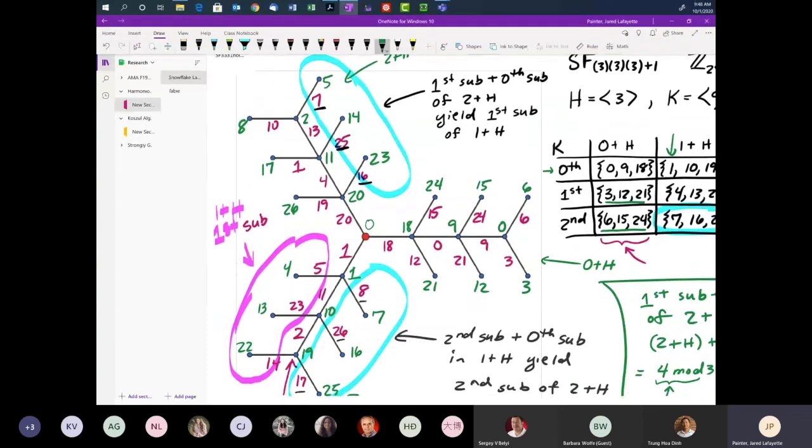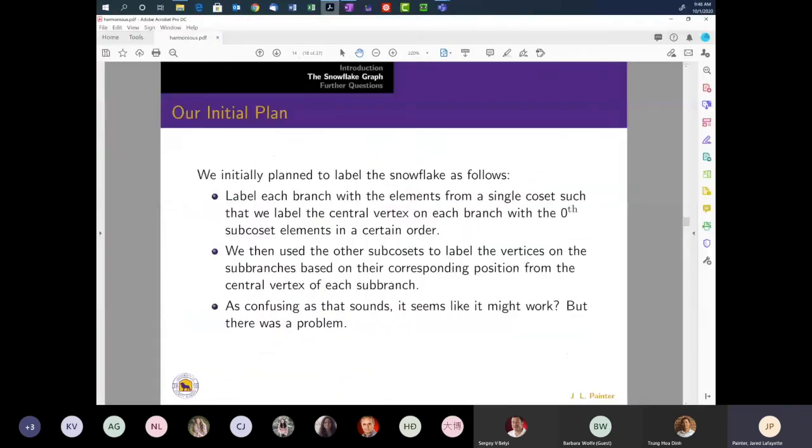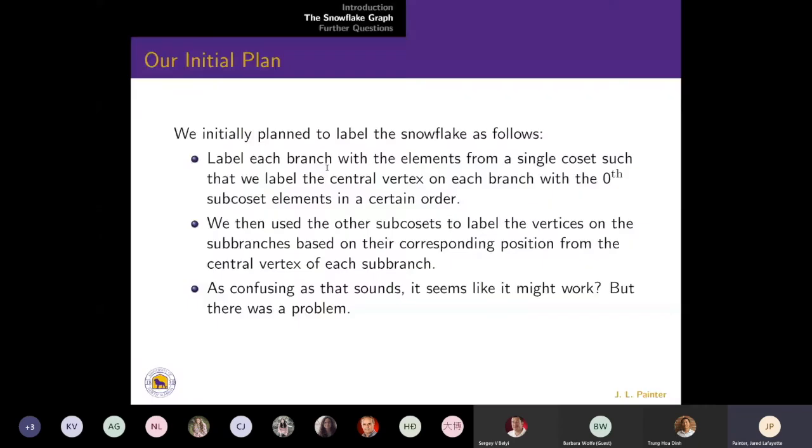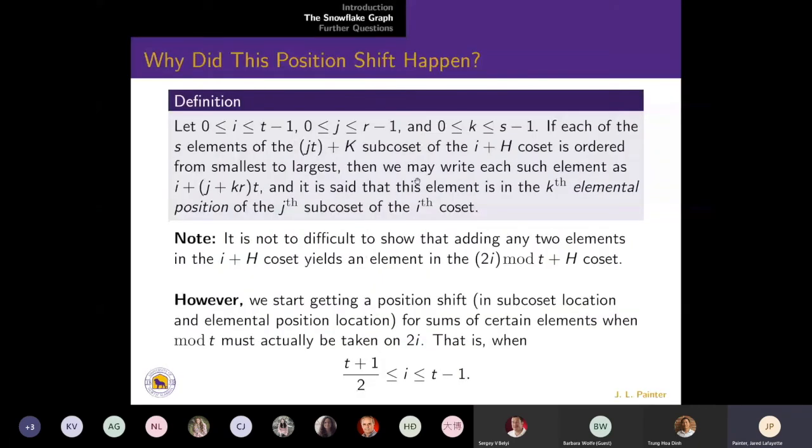So how did we take care of that? Well, it was a pain. So I'm going to go back to this and describe what we did to take care of it. First of all, we wanted to define a very clean way to write how every element in Z mod st was generated. So remember, we're letting H be the subgroup generated by T, and K is the subgroup generated by RT.